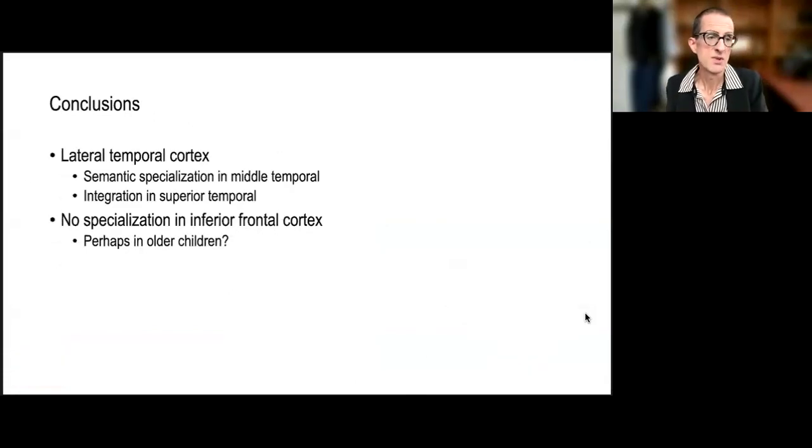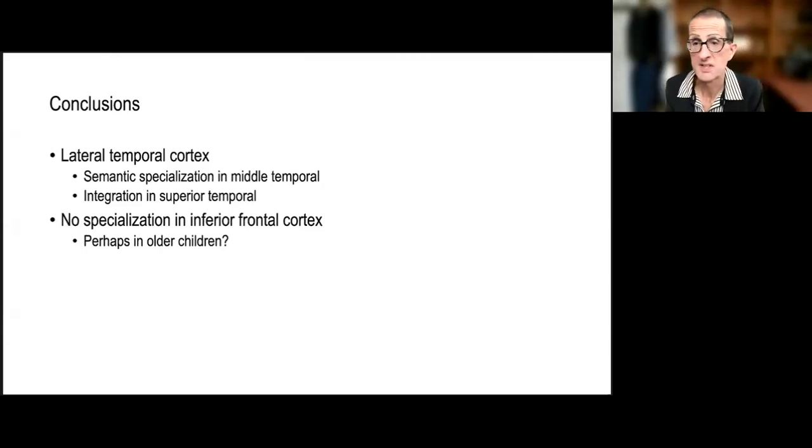So in the lateral temporal cortex, we see some evidence for semantic specialization in the middle temporal. We see some evidence for integration in superior temporal. I didn't mention this, but this is actually broadly consistent with the Friederici model. The Friederici model argues that the middle temporal is more of a semantic region, whereas the superior temporal that projects dorsally into the frontal cortex is more an integration region. So it's roughly consistent with that model.